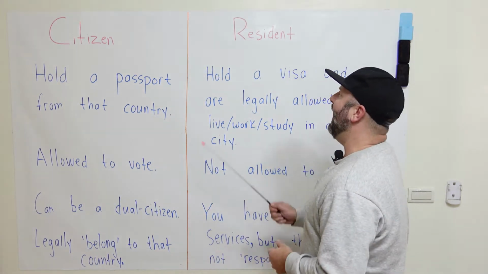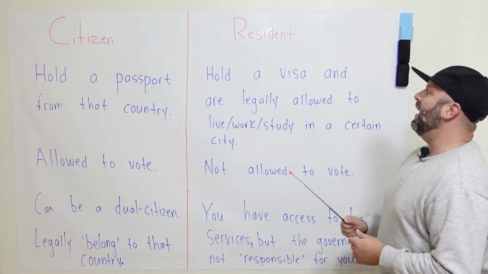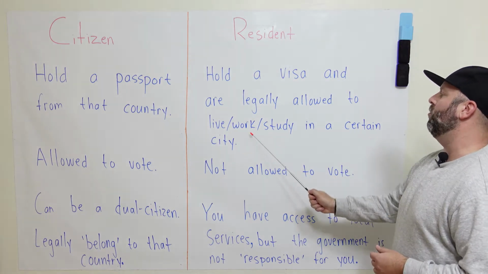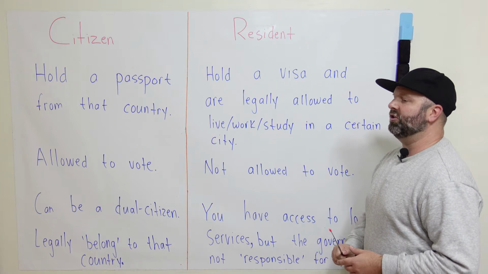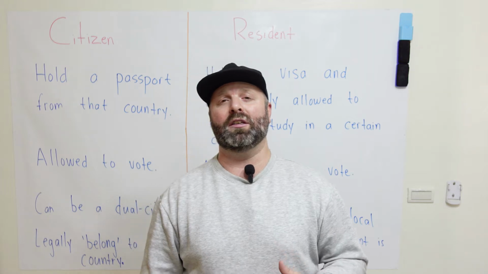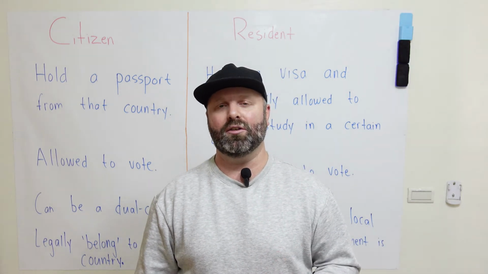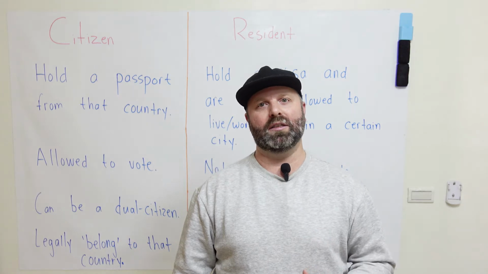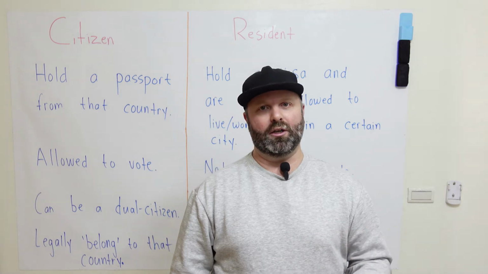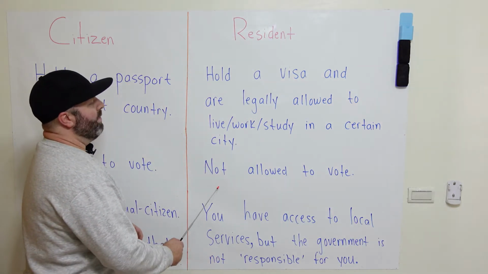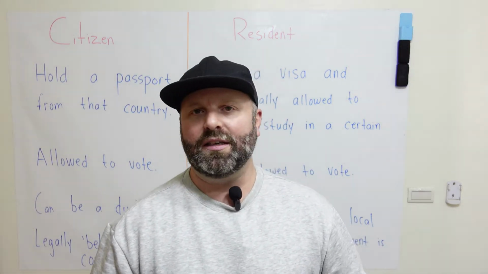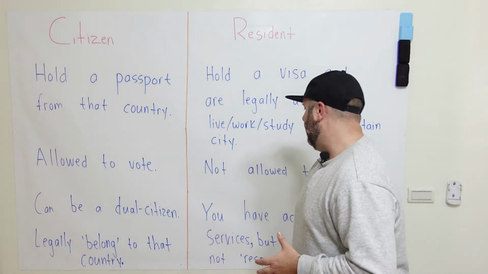Now, let's take a look at what a resident is. Now, a resident holds a visa and is legally allowed to live, work, and study in a certain city. So I said earlier, I'm a permanent resident in Taiwan. I've been living in Taiwan for almost 9 years. I'm a resident here. I'm not a citizen. So I live here and I work here and I'm allowed to legally, okay? But I'm not allowed to vote. So residents and permanent residents, as I said earlier, we are not allowed to vote, okay?